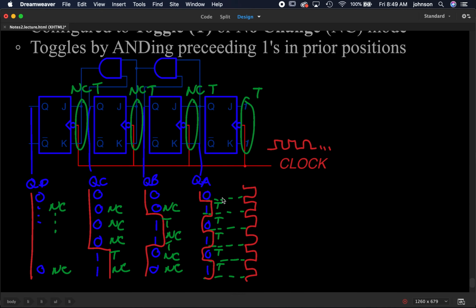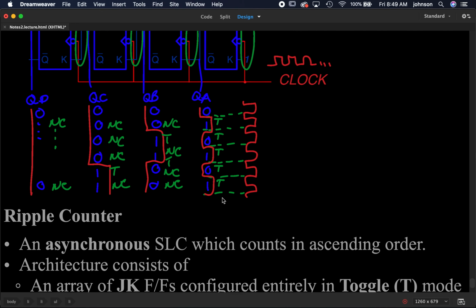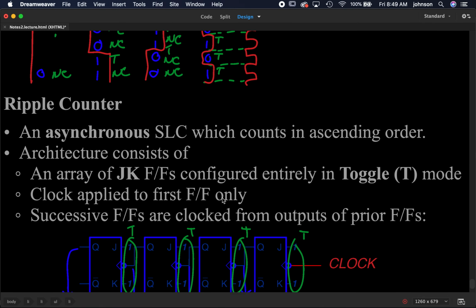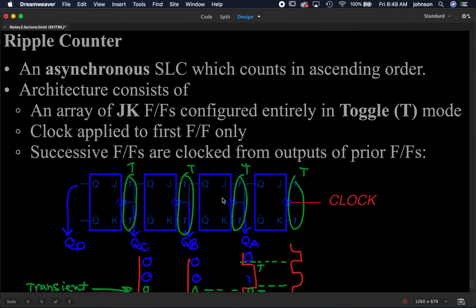All right, let's now finish up what we're talking about in the lecture notes and go on to the next type of counter, our last kind of counter. So this next counter is the simplest kind of counter. It's called the ripple counter. Basically it's an asynchronous sequential logic circuit because the clock does not go to all the stages of the flip-flop. It just goes to the first one. The other clock inputs are derived from the outputs of the preceding Qs.